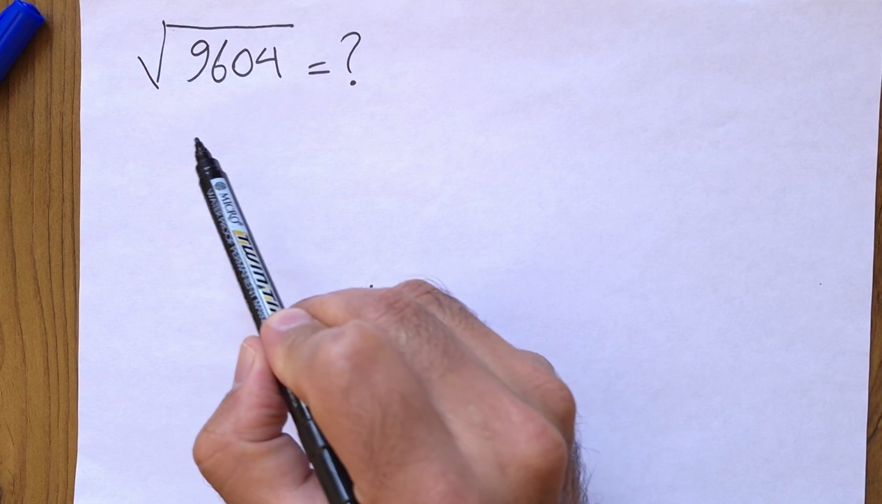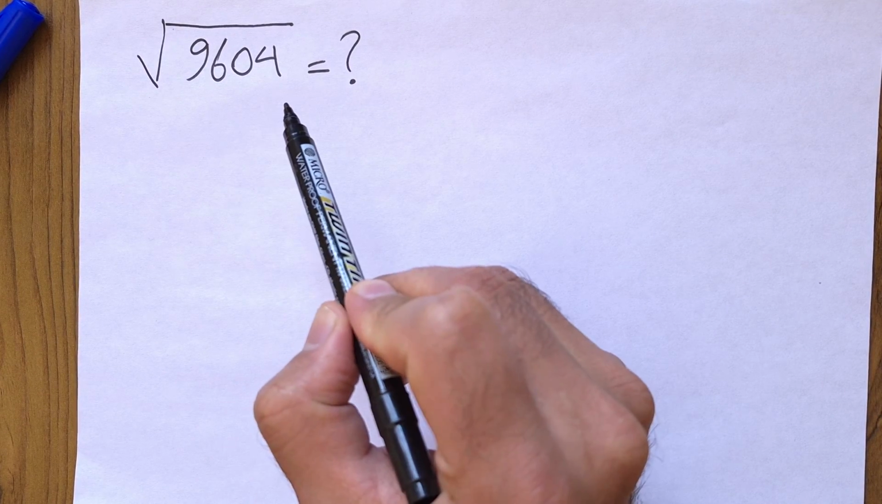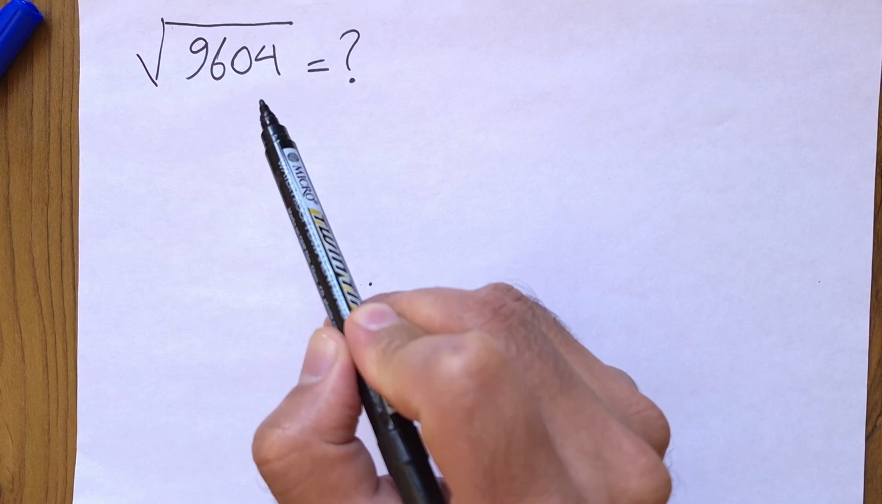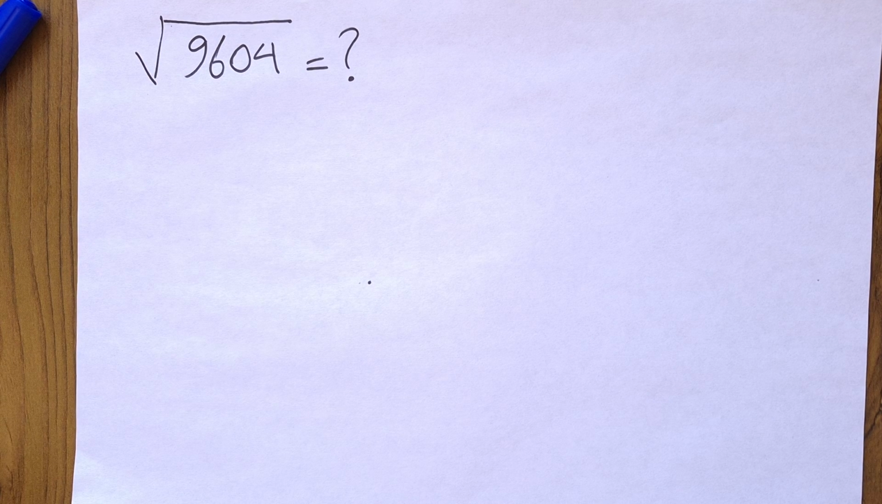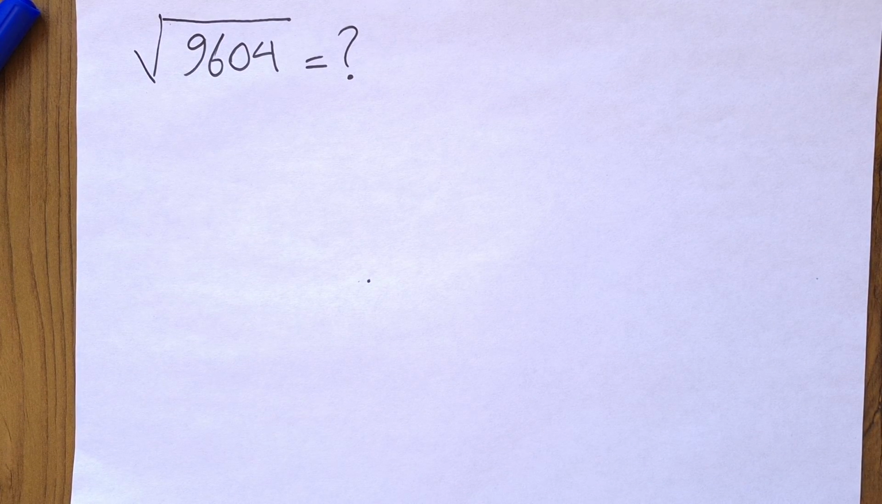What is the square root of 9604? 9604 is a perfect square. What is its root? So if you want to solve this problem, please pause the video because I'm going to solve this problem right now.